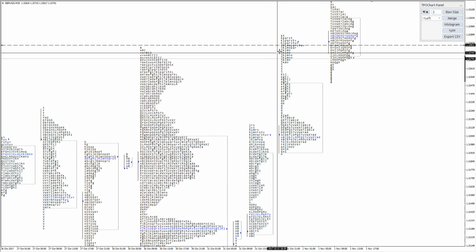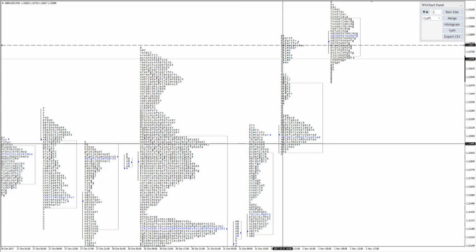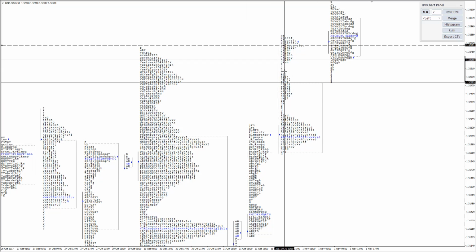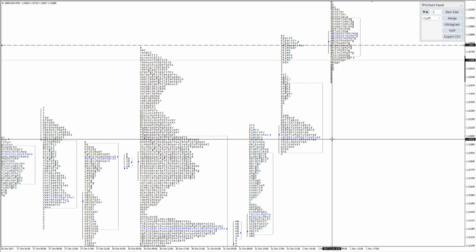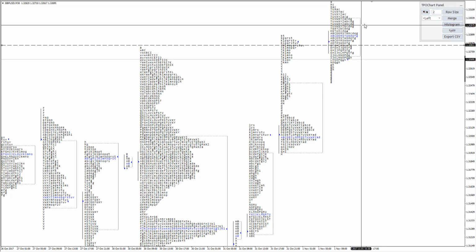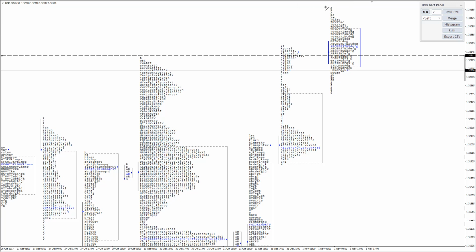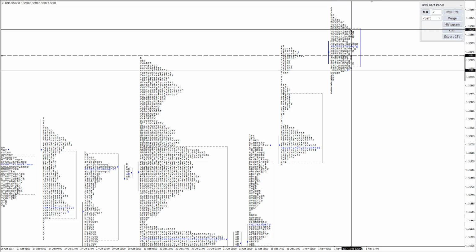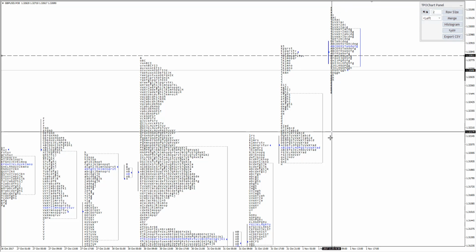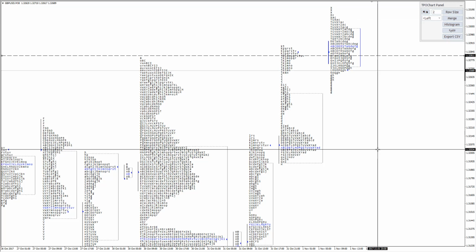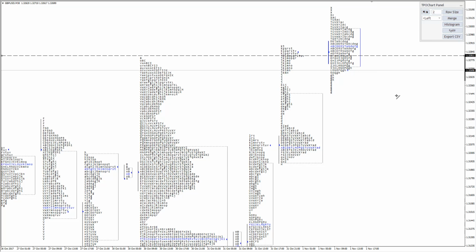Now, this was Monday, and then the next day we got some single prints between these distributions, but the value didn't shift higher, and the point of control remained near the low of the day. What happened today is they tried to go upward, and then sellers started and created this selling tail. As I said, we may go lower and retest the point of control from yesterday, near the 1.3205 level.